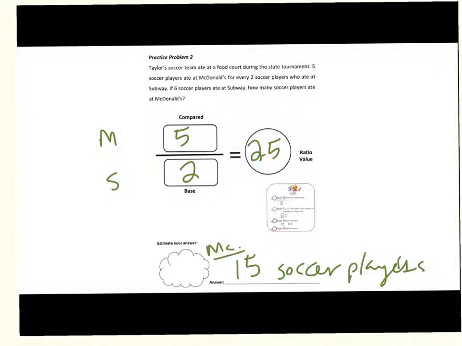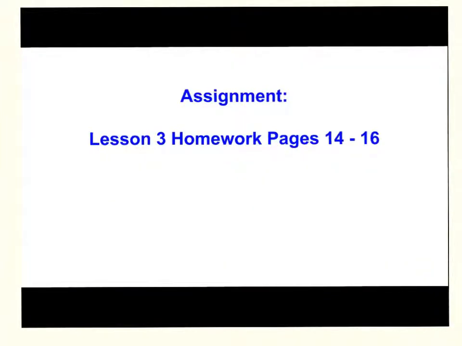Your job again is to use DISC to figure out how we got that answer. And lastly, your assignment is not pages 14 through 16, but instead you'll do the homework listed on the whiteboard in the back.